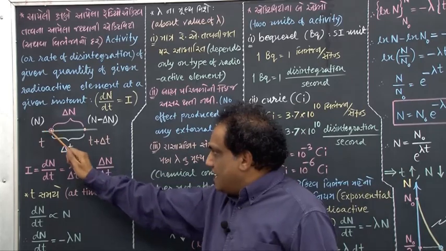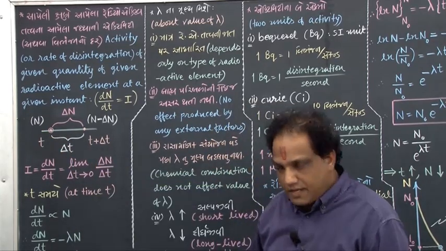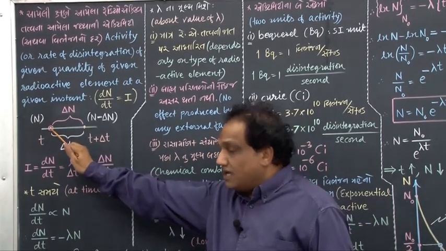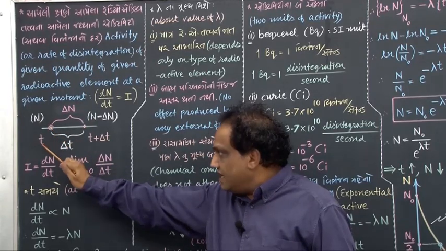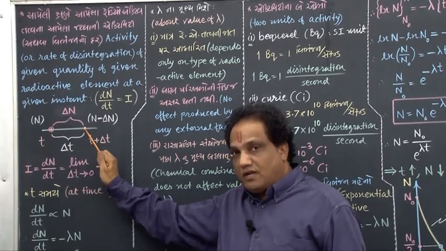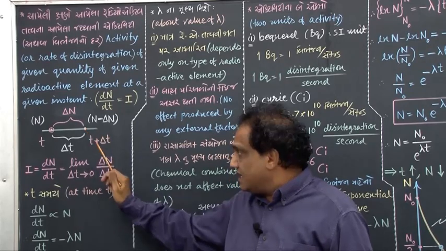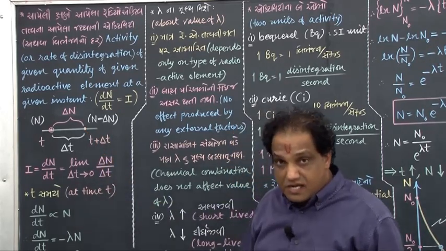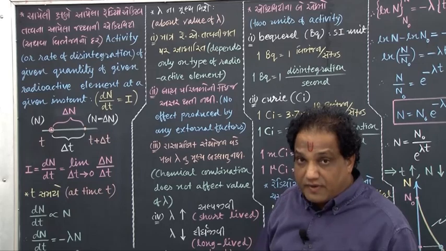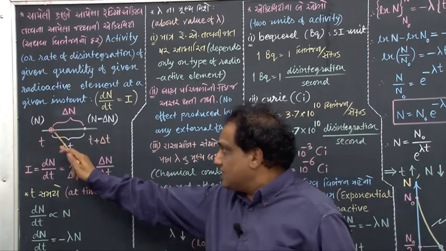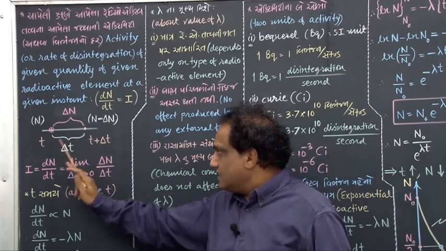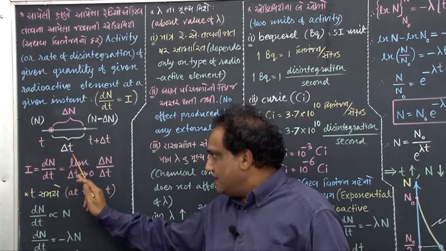Consider this as a time scale, on which this particular instant I just take as t. This particular later instant I just take as t plus delta t. So what is the time interval that has elapsed between these two instants? It is this minus this, so it is delta t.